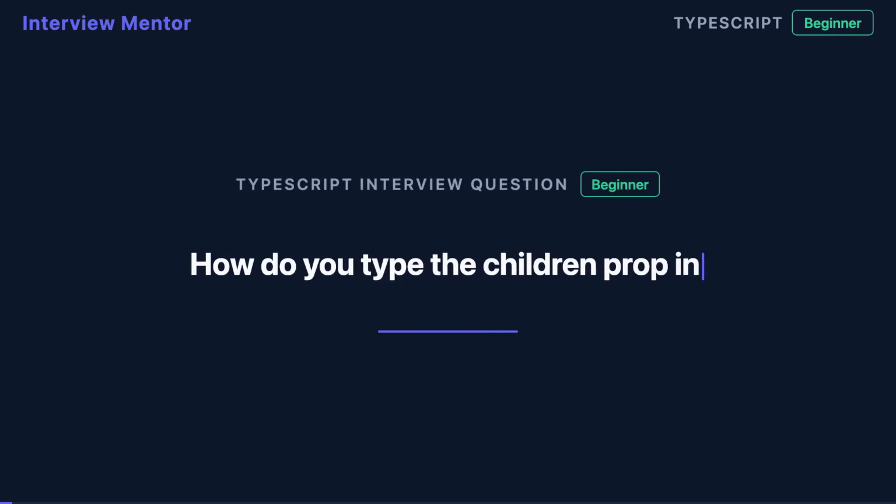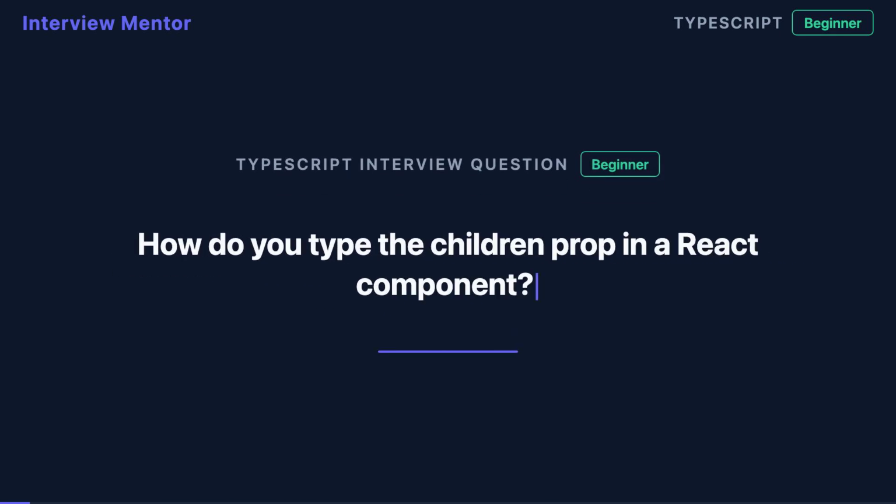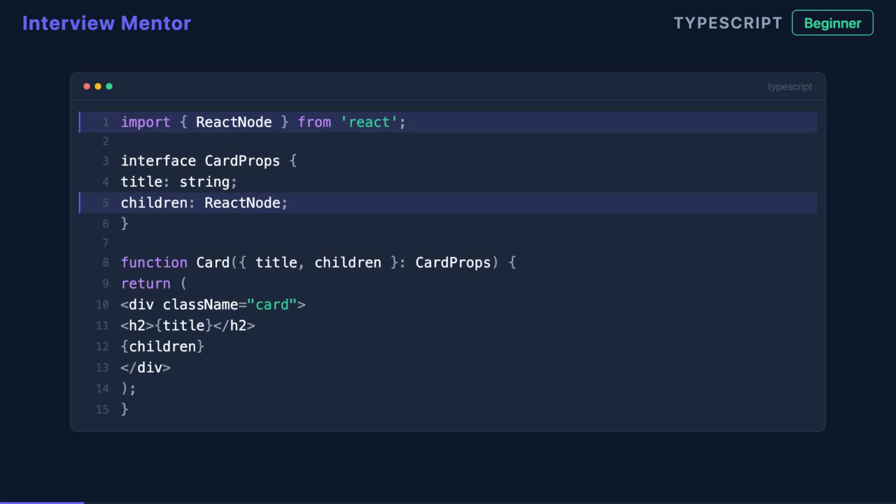How do you type the children prop in a React component? Many developers skip this or use any, but TypeScript has you covered with powerful built-in types. The gold standard is React.ReactNode. This type accepts everything React can render: elements, strings, numbers, fragments, portals, and even null or undefined. It's the most flexible option and covers 99% of use cases.